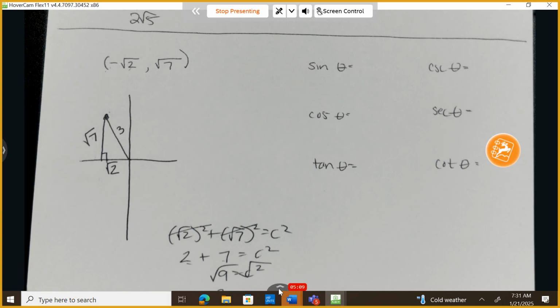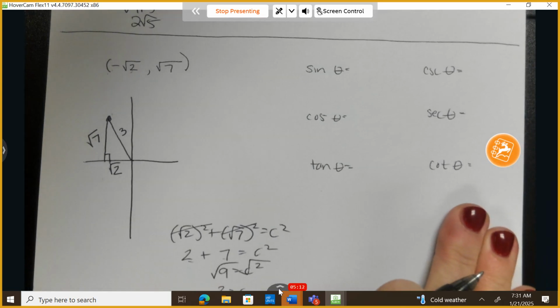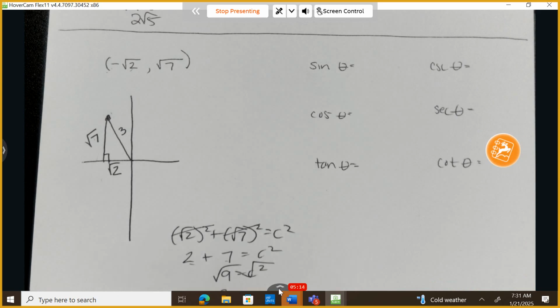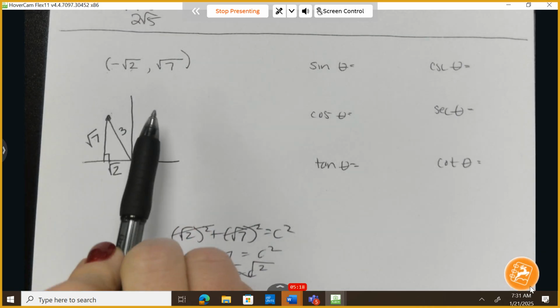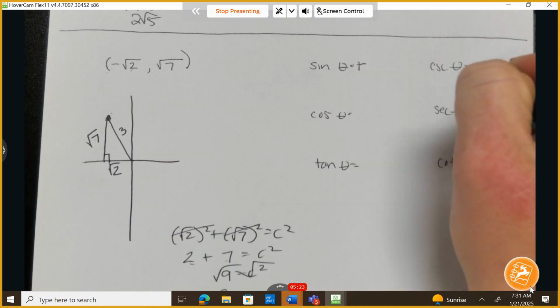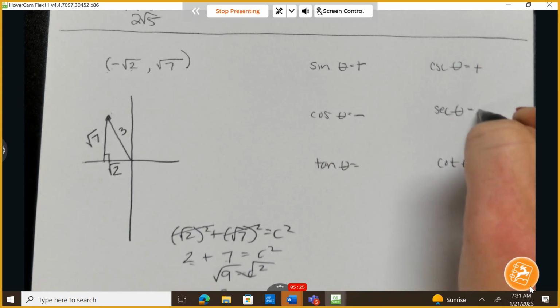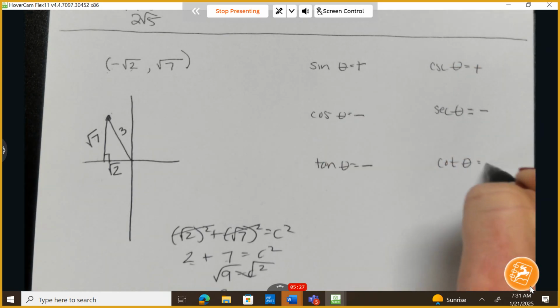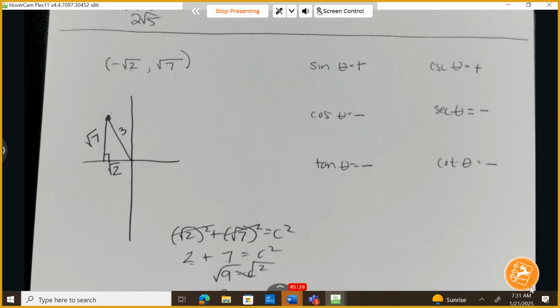If you prefer to identify the signs before you come up with the ratios for each of the trig functions, you can also do that. And this is what it would look like. In quadrant 2, all star, S stands for sine. So sine is positive and its reciprocal. Everything else will have one negative sign. Okay, let's create those ratios.